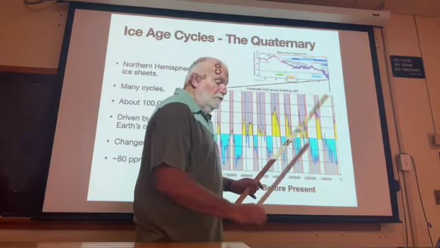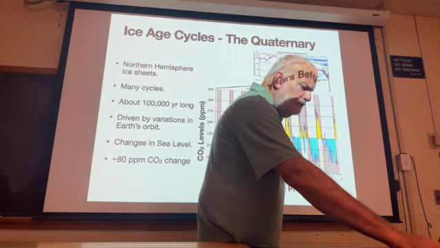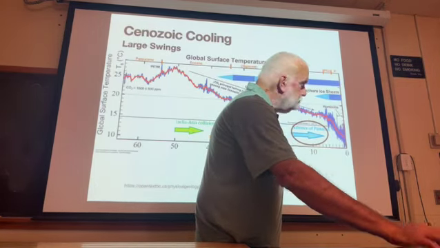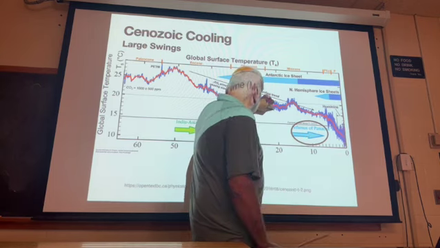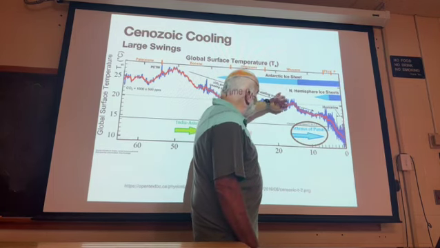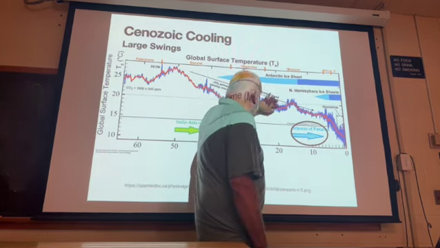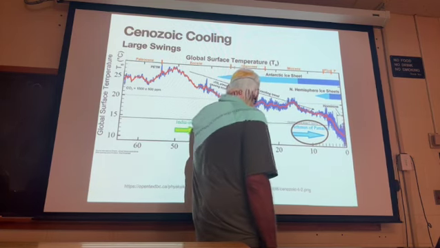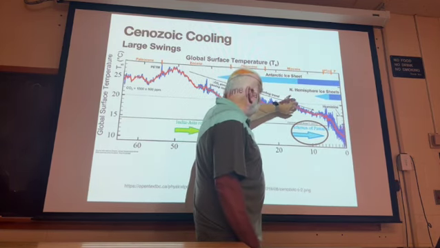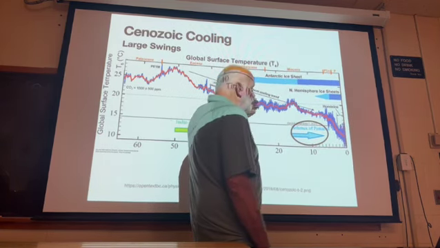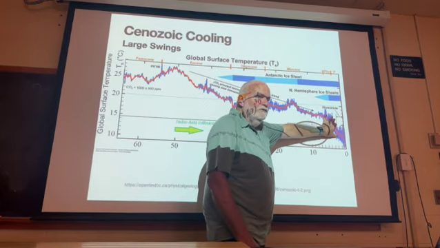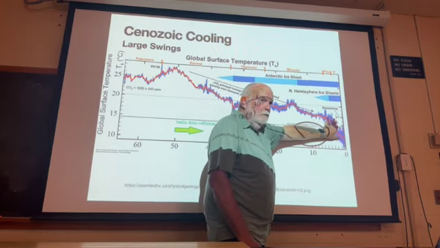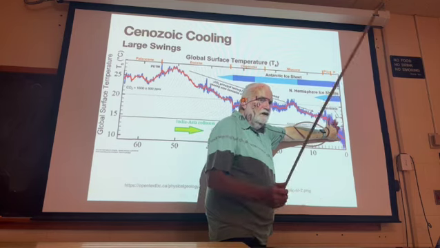If we zip back to this slide, the red is the average, and things bounce around on top of the red. Sometimes they bounce a little bit, and sometimes, well, this is medium. Other times they bounce like a yo-yo. We've come into the yo-yo times, which are the ice age cycles.